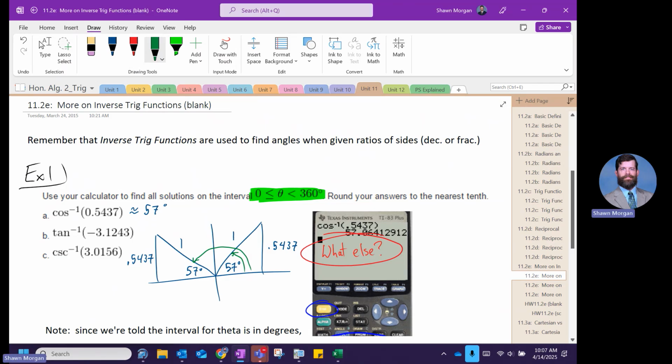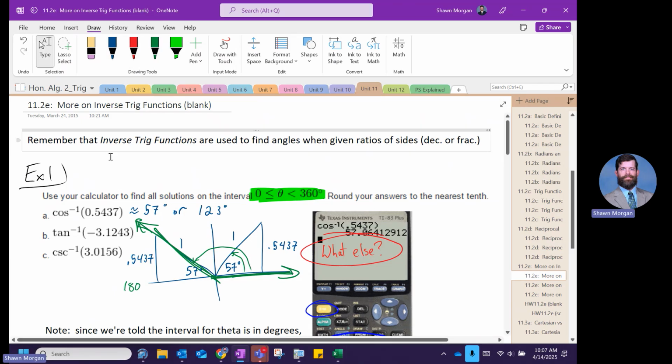Where is your nearest x-axis? Now we have 57 as a reference angle, and I'm looking to see, well, what is this angle in standard position? In other words, what is this bold? You said it's what? 120. How'd you get that? You did 180 minus 57. So there would be 2 such answers. So we'd say 57 degrees, or would you say 123? 123 degrees.